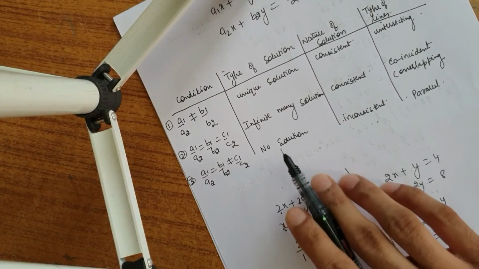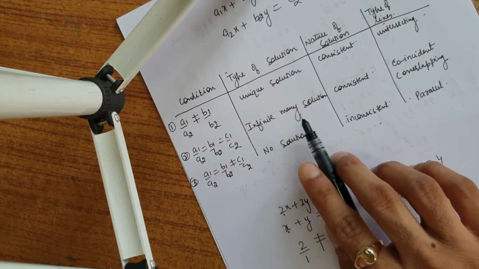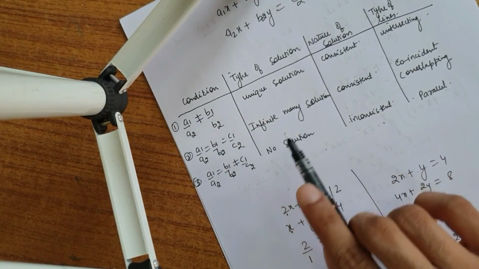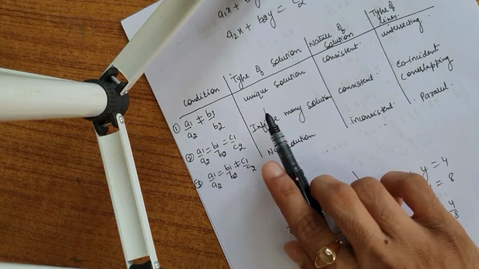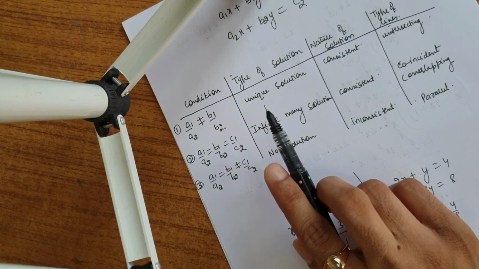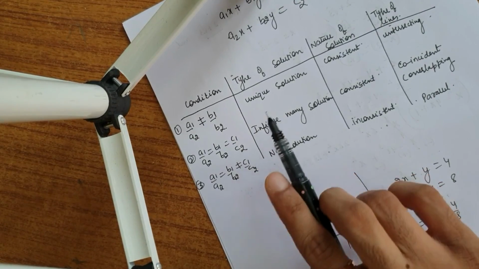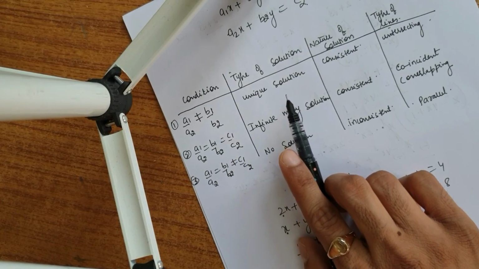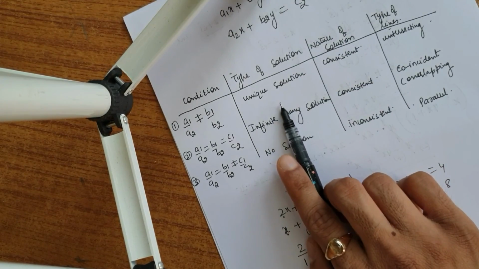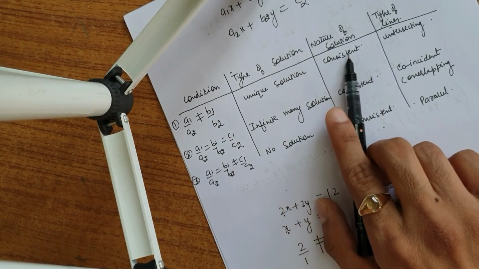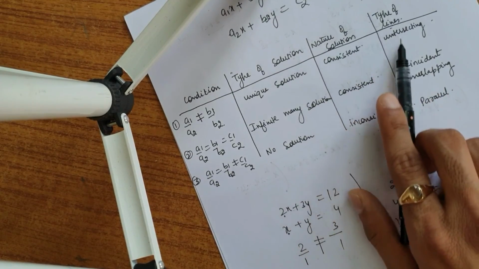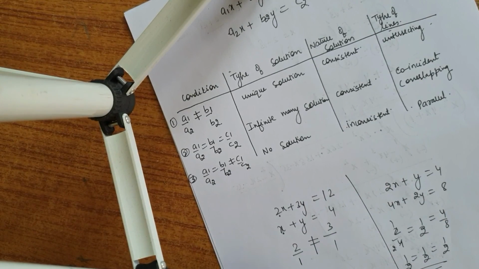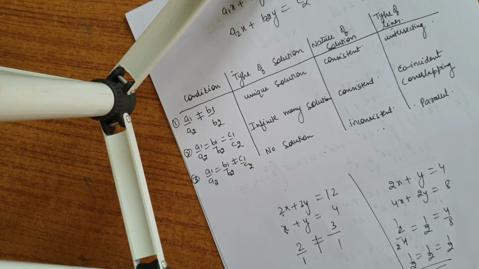So I would suggest you copy down this table in your notebook. It is a very important table. Keep in mind that one question will always be there: what is the type of solution, or given the equations, what type of solution it is, whether the nature is consistent or not, and what type of lines they are. I hope you're getting it. So this was all about the graphical methods.